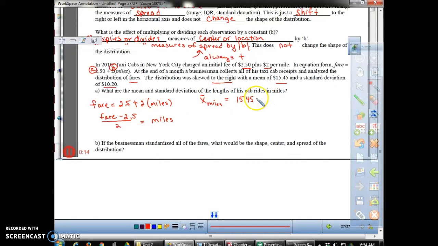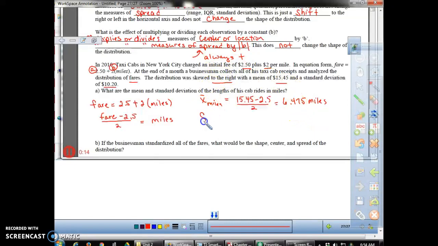And then I'm going to subtract $2.50, and then I'm going to divide by 2. And in doing so, I will get 6.475 miles. So 6.475 miles. So that is the average or the mean for the miles for this businessman.